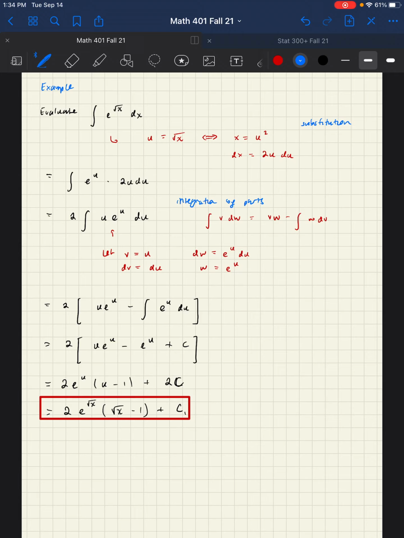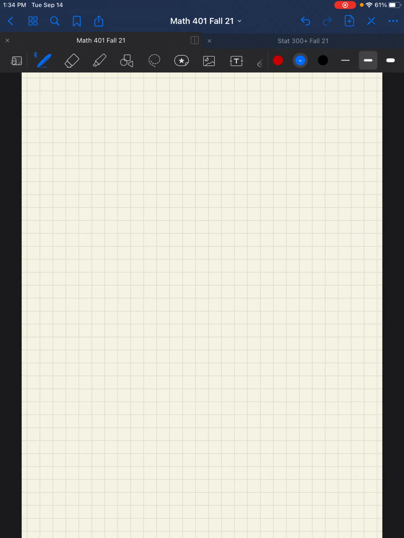All right, here we go. Let's do another example. So we want to evaluate the integral from 0 to 1 of x square root of 2 minus square root of 1 minus x squared dx. Okay.